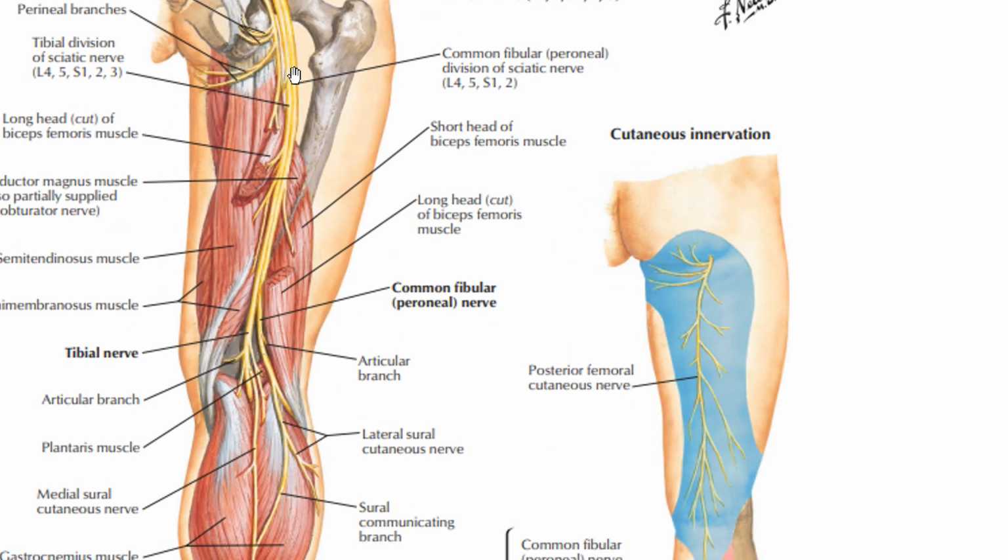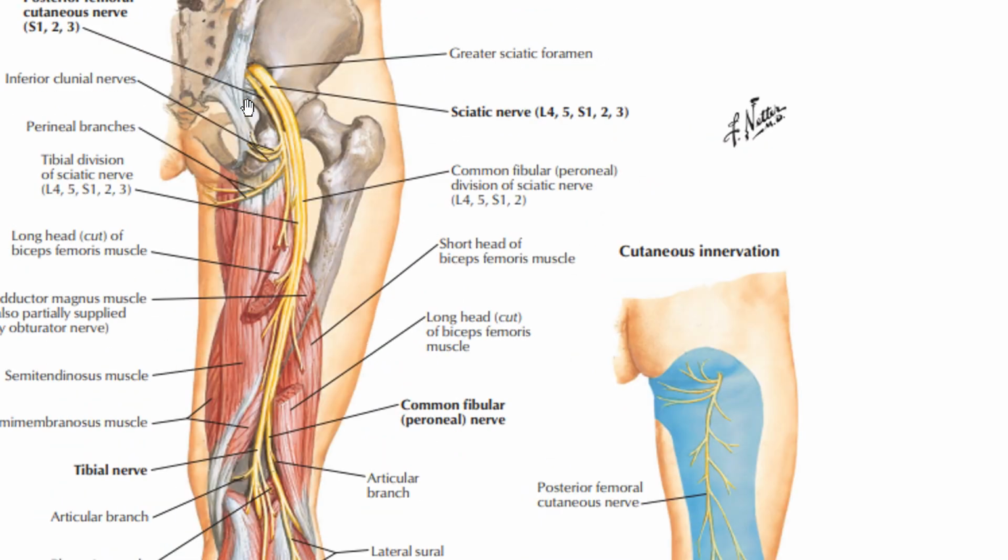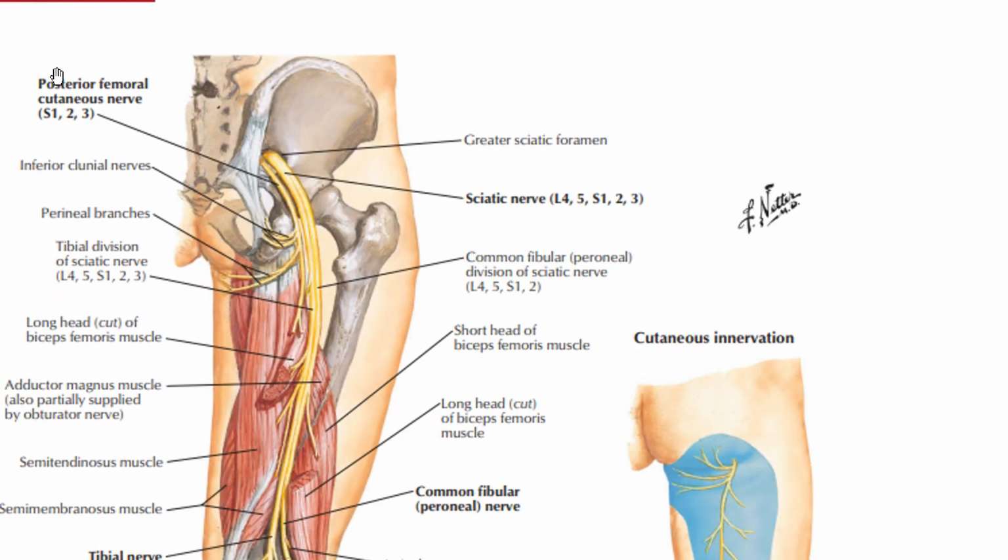Now this is the greater sciatic foramen, and these two nerves are the sciatic nerve and the posterior femoral cutaneous nerve. Its root value is S1, S2, and S3. It is produced within the pelvis, then comes out of the pelvis through the greater sciatic foramen, and moves downward parallel to the sciatic nerve. It gives its inferior cluneal nerves here too, which supply the inferior aspect of the buttock.